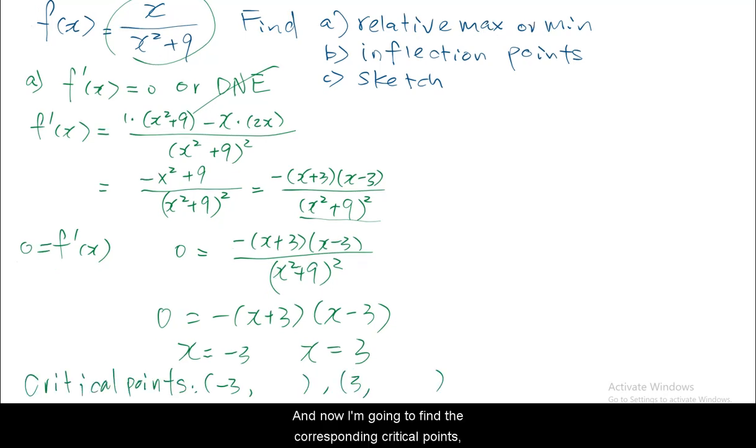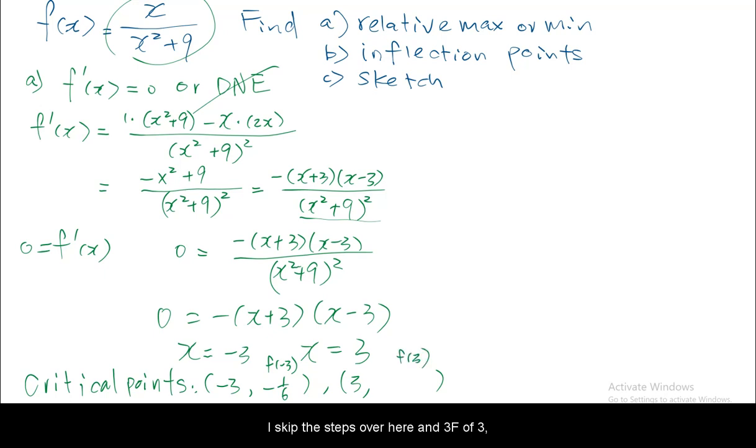Now I'm going to find the corresponding critical points: f of negative 3, which is negative 1/6. I skipped the steps over here. And f of 3 is 1/6. These two points are candidates for the local maximum and local minimum. How do we decide if they're local maximum or local minimum? We can use the second derivative to decide.